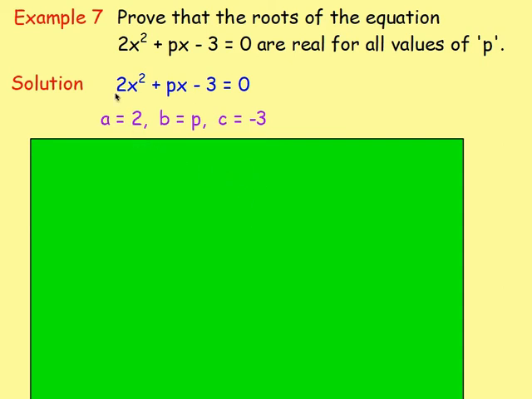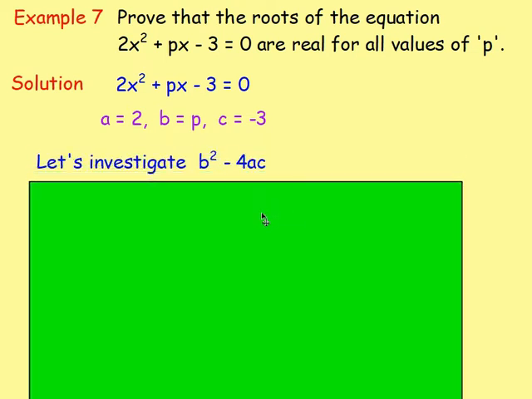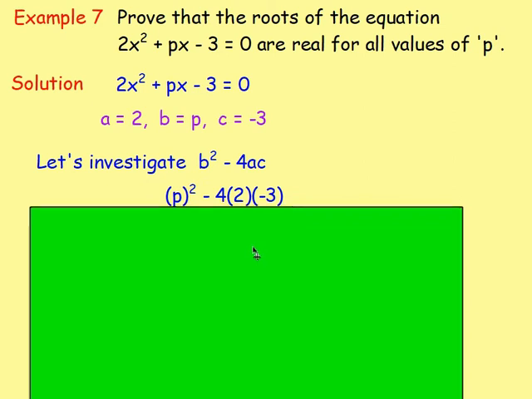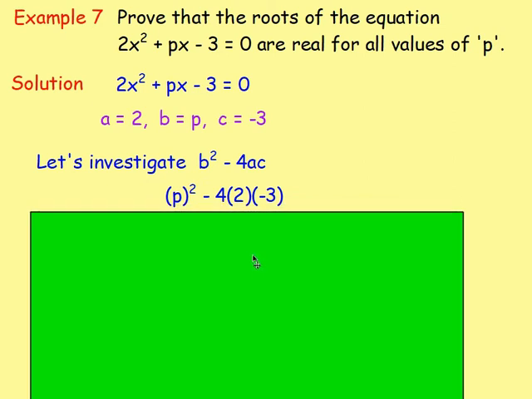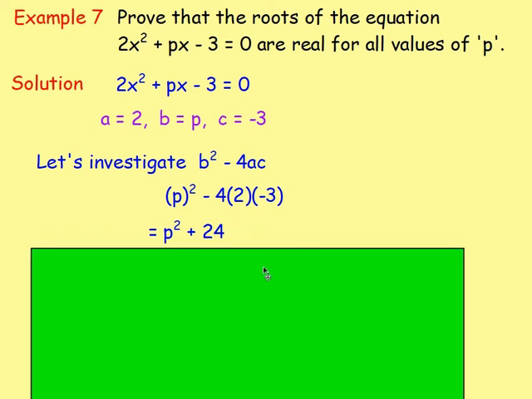So we know a is going to be 2, we know b is going to be p, and we know c is going to be -3. Again, we're not having to work out the value of the discriminant, we're not working out the value of p. So let's investigate the discriminant because it's still talking about the roots and we're wanting to prove they are real. And we know that is using the discriminant. So b squared minus 4ac will give us, if we sub in the values of a, b, and c, p squared minus 4 times 2 times -3, which becomes p squared plus 24.